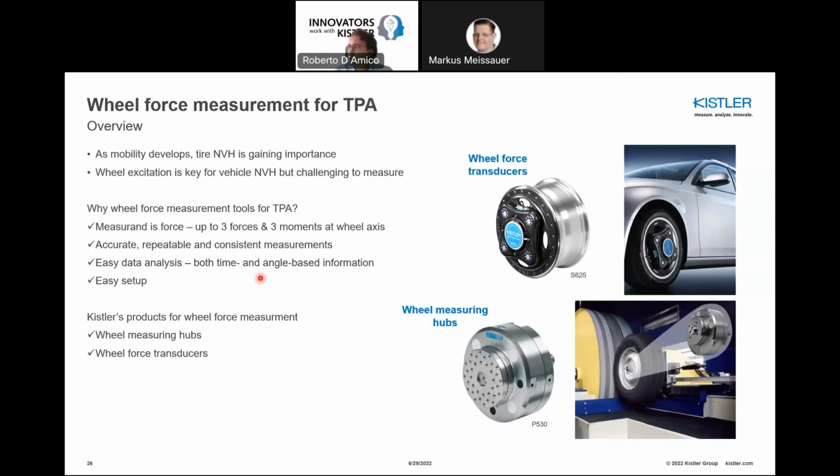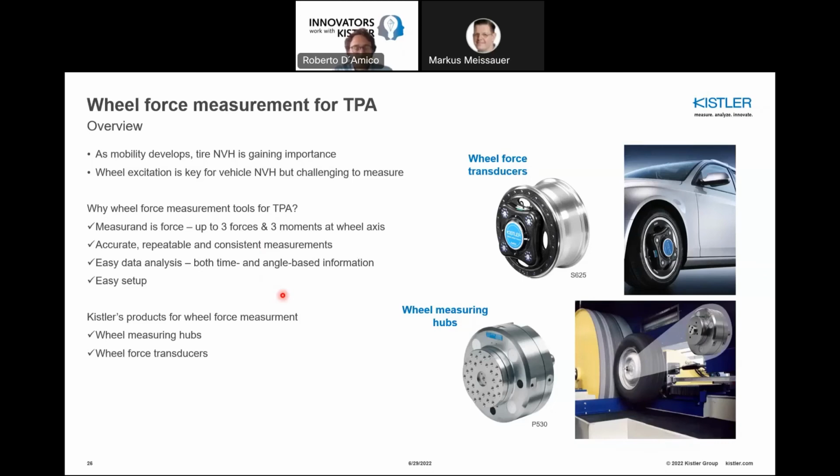Earlier in this webinar, I mentioned to you that consistency and repeatability are very important for TPA, because you want to make sure that the measurement you're taking today is going to look similar tomorrow, or it's going to be reliable if you do it on another object, for example, in this case, on another tire. And so I think these products go in this direction. They make data analysis pretty simple because you can measure not only in time, but also in angle-based domain. So you can get both information, and the setup is rather easy. You can just mount it on the vehicle or on the tire test rig, and there you go.